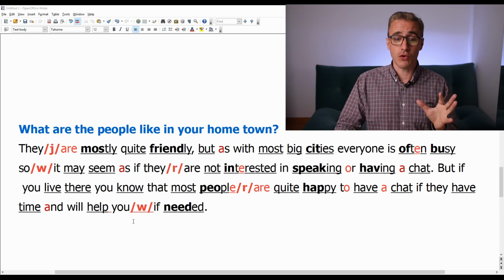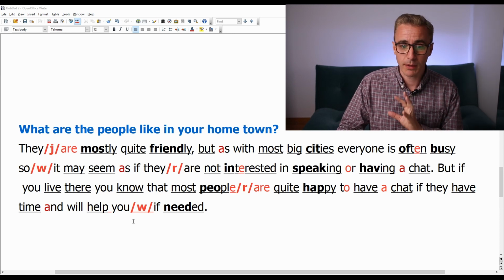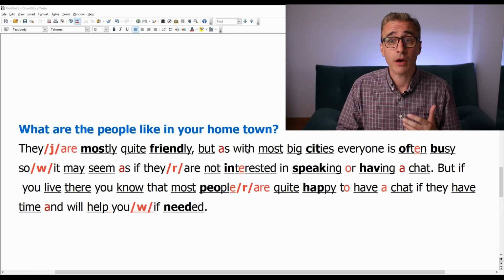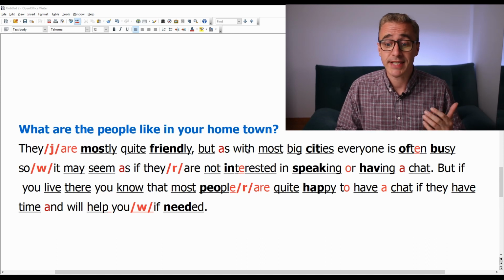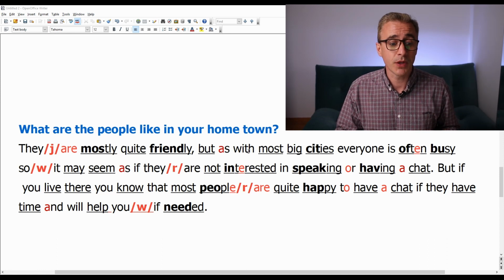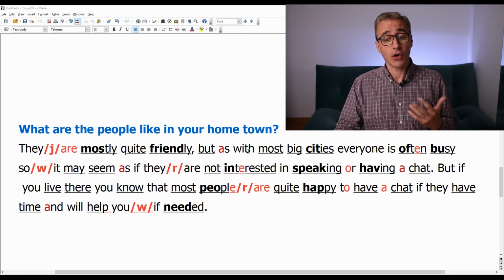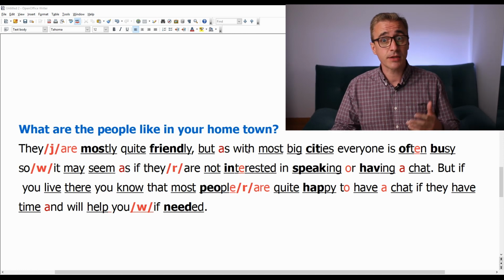So let's go through each sentence one by one. They are mostly quite friendly. But as with most big cities, everyone is often busy. So it may seem as if they are not interested in speaking or having a chat.